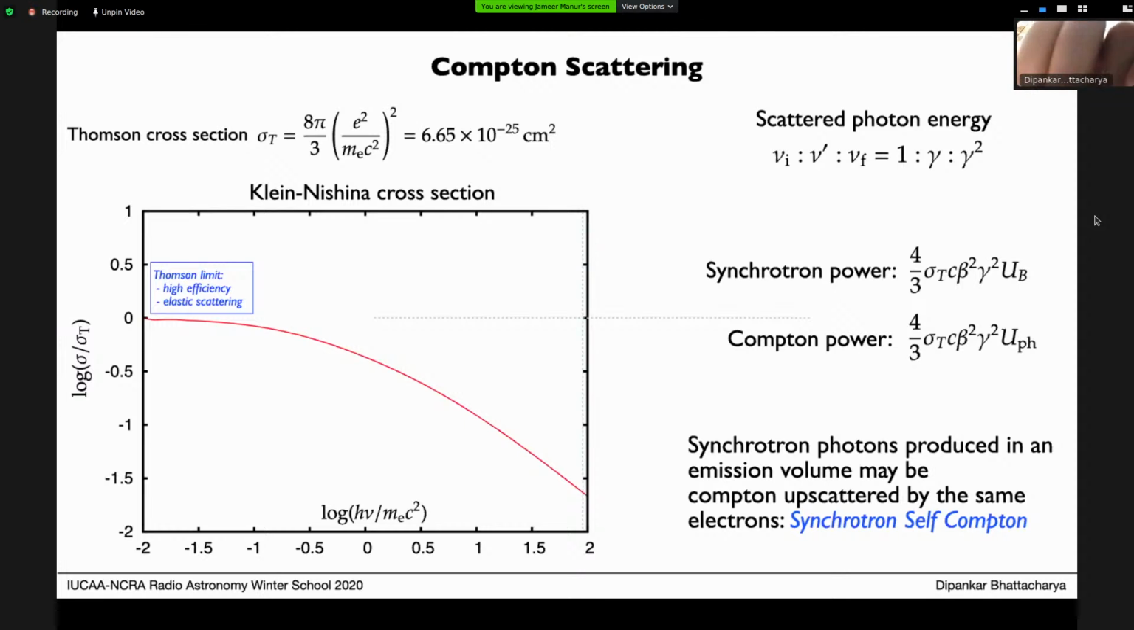So when that value is very low, then the cross-section is high. It is close to the Thomson scattering cross-section. However, as the photon energy increases, the cross-section drops. This is the Compton scattering cross-section, also known as the Klein-Nishina cross-section. So in the Thomson limit, what we have is a high efficiency of scattering, and the energy transfer in scattering is very small. So it's more or less elastic scattering. If we are sitting on the electron, the incoming photon and the outgoing photon have the same energy.